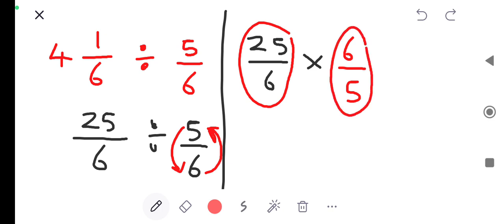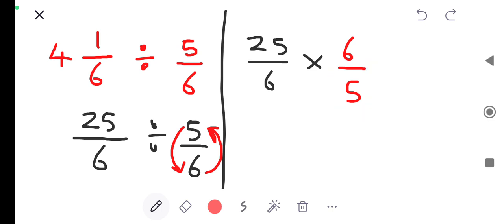Check the diagonal. Apart from 1, there is a number that can divide both 6 and 6, and that number is 6 itself. So we are dividing by 6. 6 divided by 6 is 1. 6 divided by 6 is 1.